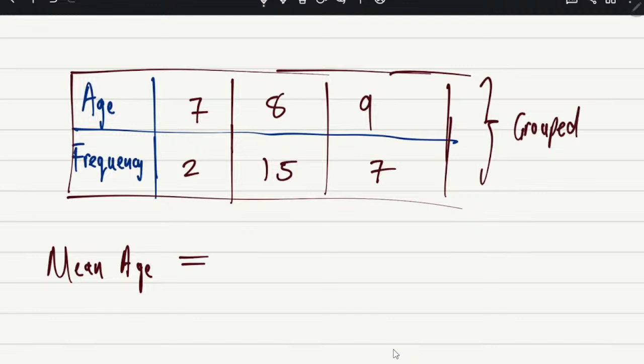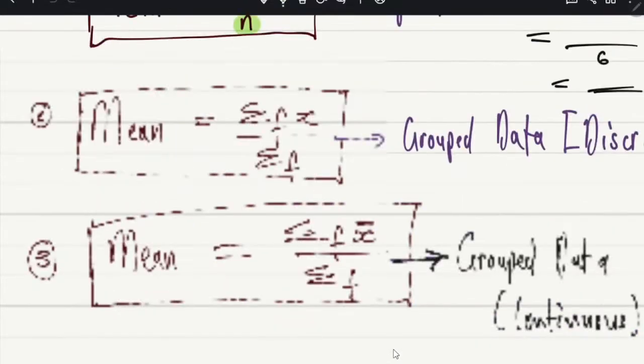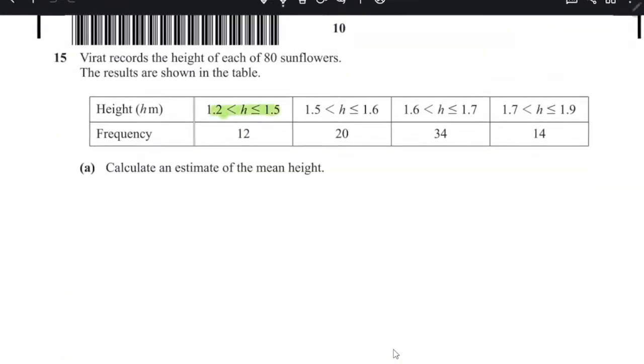If we ask you to tell me what type of data this is, you should say it's grouped. Then we're going to ask you, what makes you say it's grouped data? What are you looking at? You say it's in a table. So if I have data in a table, it's grouped. But then, this is easier. Yes, it's in a table. Yes, it's grouped. But look at this. The age is given to you as values. Look at the table in the exam paper. The height is not given as values. It's in a range.